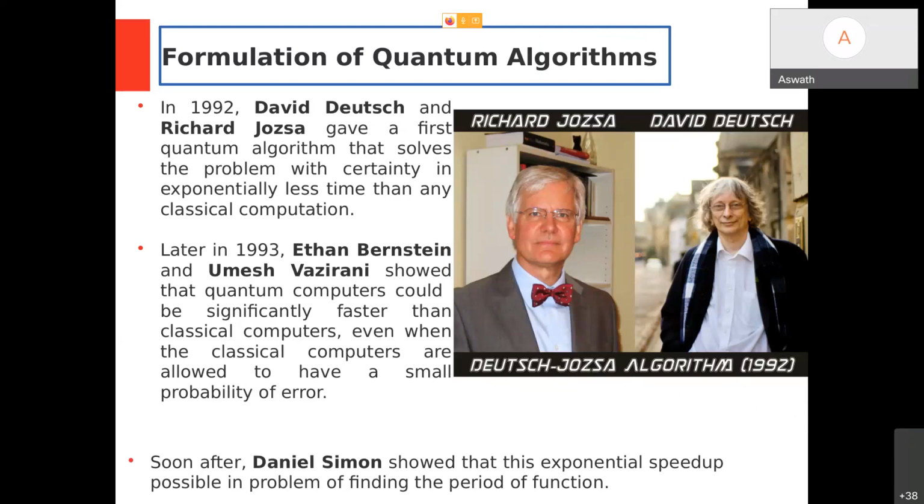Okay, so later on in 1993, Bernstein and Vazirani showed that even when quantum computers can have some kind of error, they can still outperform classical computers. That is also a very good advantage. Soon after that, Daniel Simon showed that exponential speedup is possible with quantum computing.